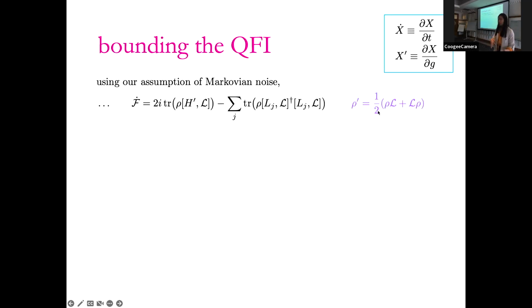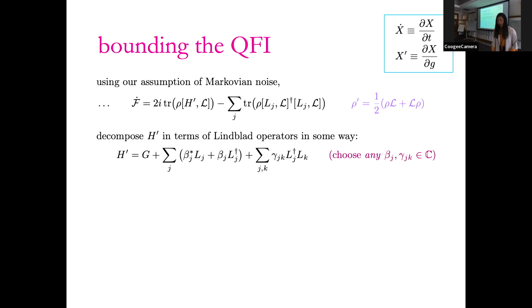The point is just to illustrate that we use our assumption of Markovian noise to get this expression for the QFI growth rate, which depends on h primed, as well as the Lindblad operators. Now, to further proceed, we're going to write h primed in terms of the Lindblad operators in this form, where the beta j and gamma jk are scalar coefficients, and capital G is an arbitrary Hermitian operator.